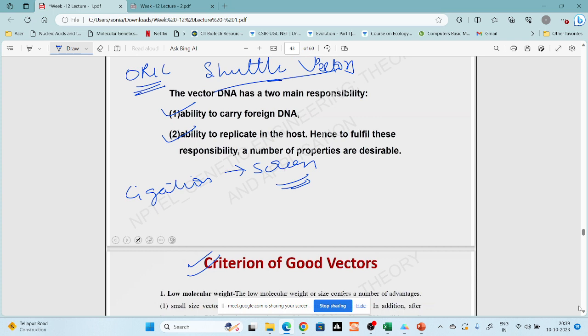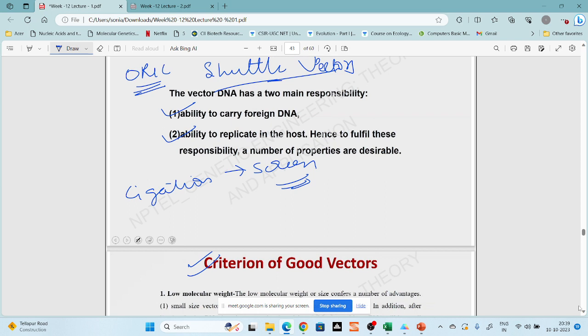So shuttle means what? You have shuttle buses which will take you from one place to another and again take you from that place back. Kind of a to and fro motion. If you have shuttle buses in your college, then it will take you from your department to the main gate and then again from the main gate to the department. It is taking you to both places. Therefore shuttle means it is shuttling between both things. It has both things. Therefore shuttle vector means that it has origin of replication of both prokaryotes and eukaryotes. So such vectors can be used in a prokaryotic host and also in a eukaryotic host.